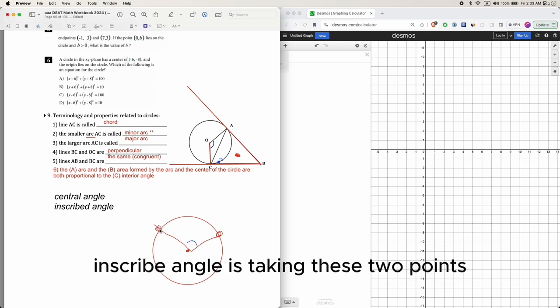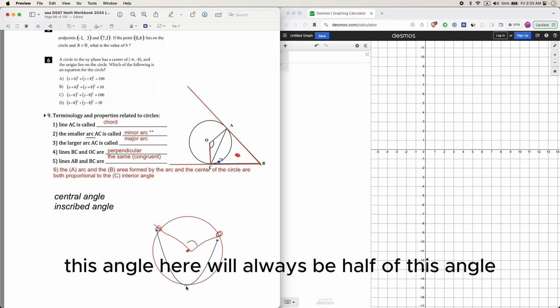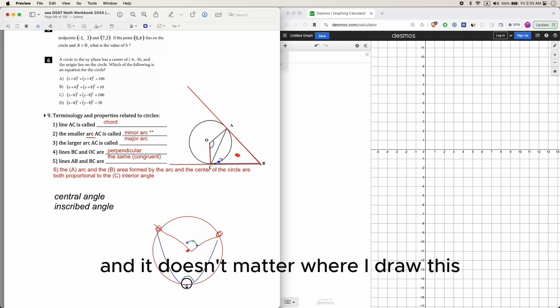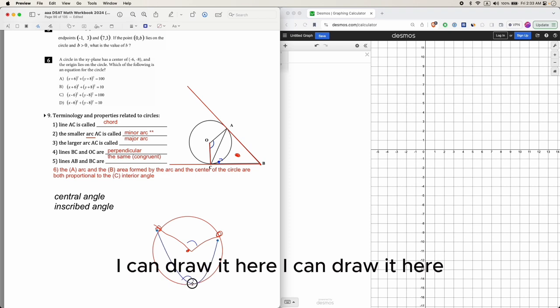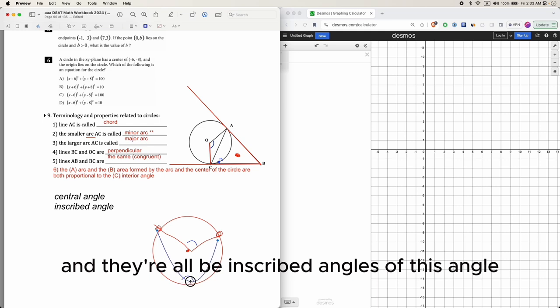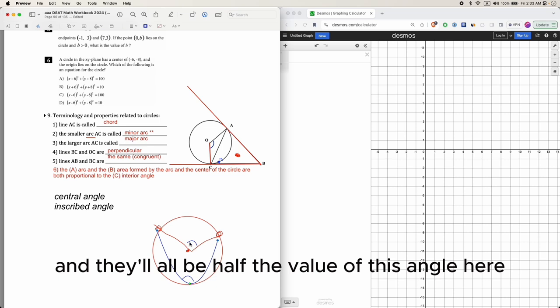Inscribed angle is taking these two points and then drawing a line to the other side of the circle, like so. Okay. And the inscribed angle, this angle here, will always be half of the central angle. And it doesn't matter where I draw this. I can draw it here, I can draw it here, I can draw it here, and they'll all be inscribed angles of this central angle, and they'll all be half the value of this angle here.